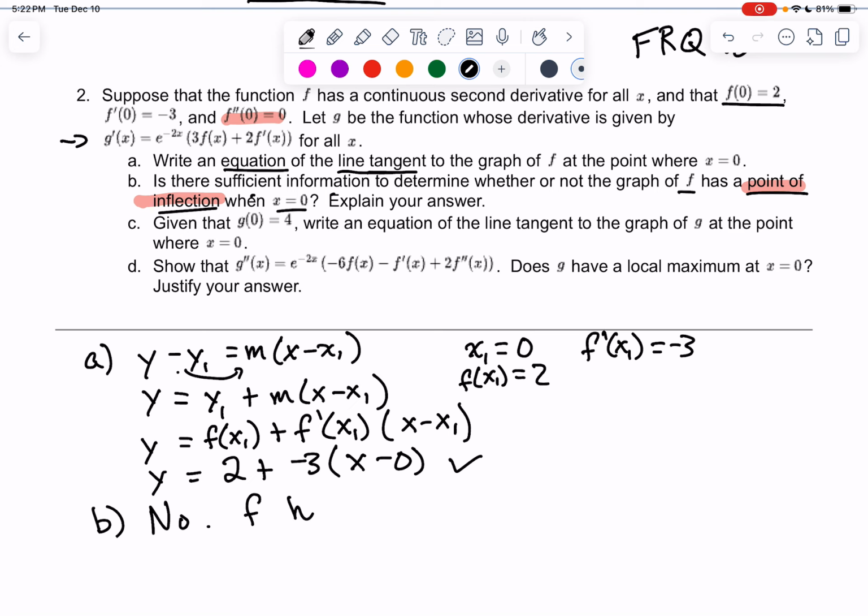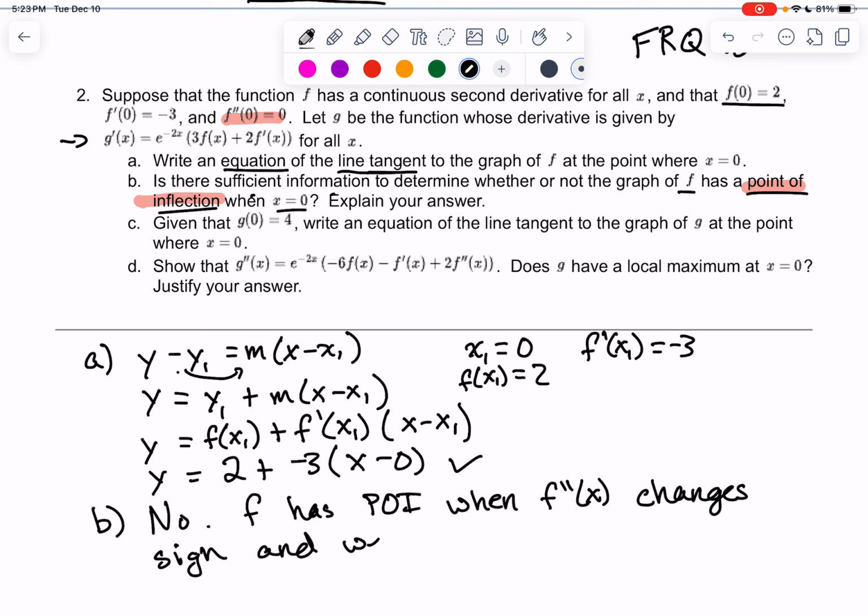No. f has a point of inflection when f double prime of x changes sign, and we don't have enough information.